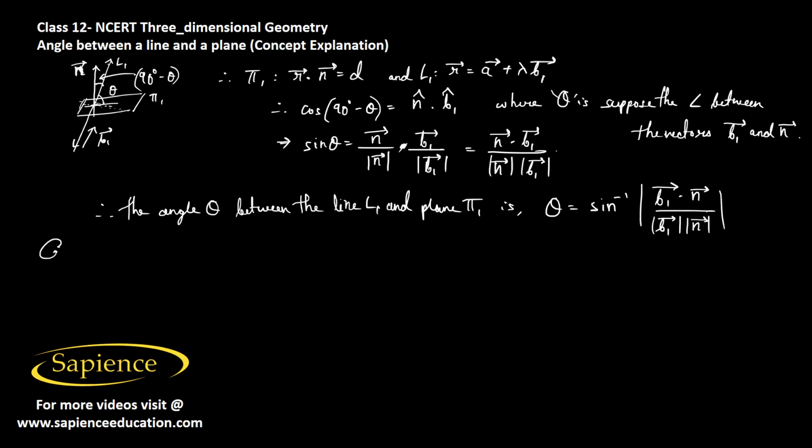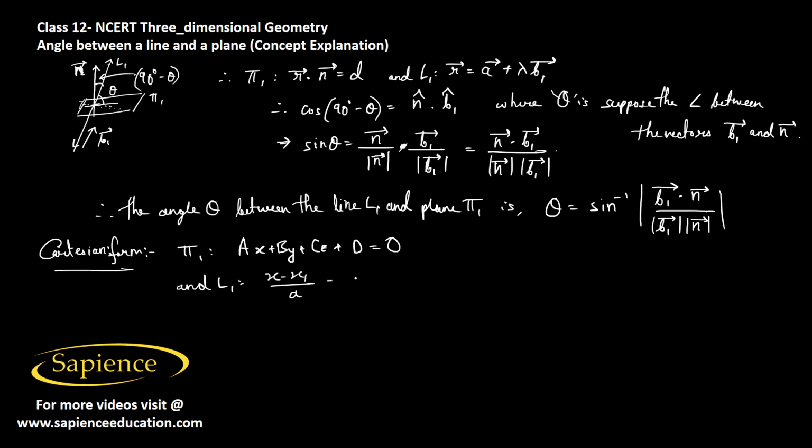So in the Cartesian form, how to find it? If the equation of the plane pi 1 is given in Cartesian form as ax plus by plus cz plus d equals 0, and the equation of the line L1 is given as x minus x1 by a1, that is equal to y minus y1 by b1, that is equal to z minus z1 by c1.